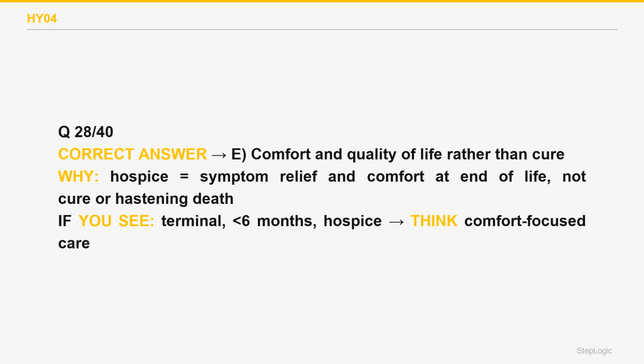Aggressive, curative treatment is the opposite of hospice, which is chosen precisely when cure is no longer the goal. Choice A, wrong. Hospice does not hasten death. It neither prolongs nor shortens life, but focuses on comfort. Choice C, wrong. Hospice aims at comfort and quality of life rather than cure.